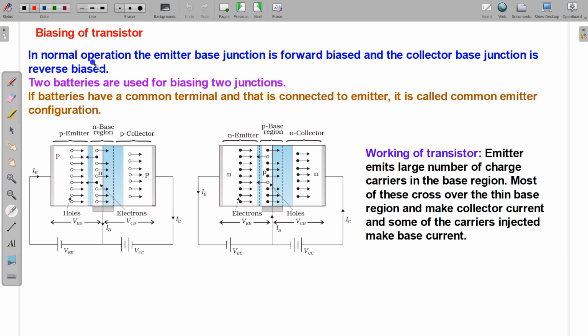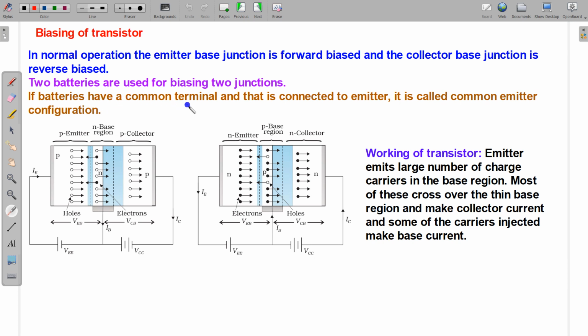In normal operation, the emitter base junction is forward biased, so we connect this transistor in this circuit such that the emitter base junction is forward biased and collector base junction is reverse biased. And we need two batteries for that, because one junction has to be forward biased and another junction has to be reverse biased. So we use two batteries for this purpose, for biasing.